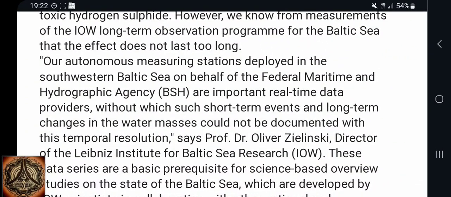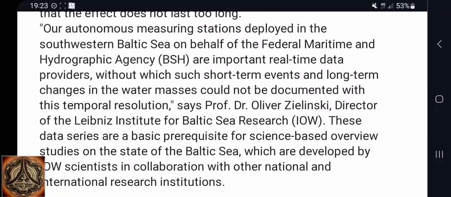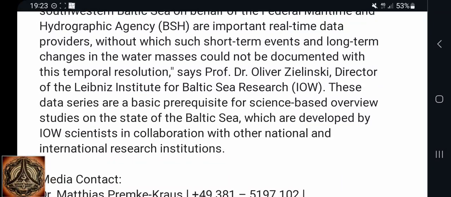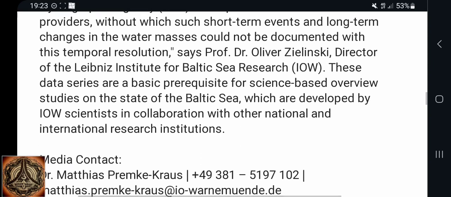Our autonomous measuring stations deployed in the southwestern Baltic Sea on behalf of the Federal Maritime and Hydrographic Agency are reporting real-time data, without which such short-term events and long-term changes in the water masses could not be documented with this temporal resolution, says Professor Dr. Oliver Zielinski, director of the Leibniz Institute for Baltic Sea Research. Yeah, that's very cool that they are measuring this stuff. Someone is constructing these instruments and maintaining them. It's very cool. Thank you for this.